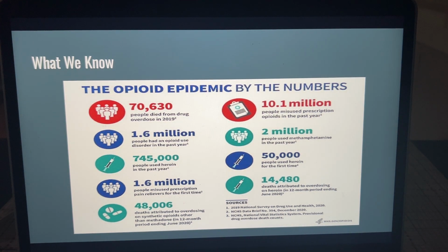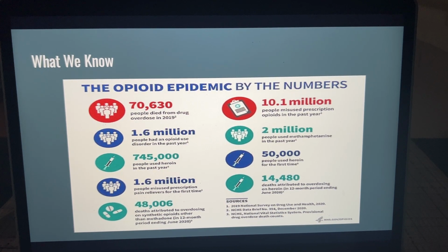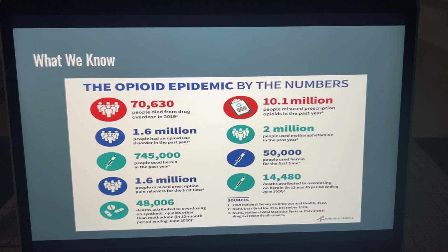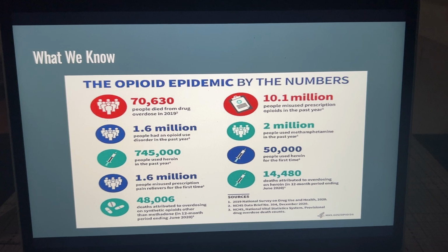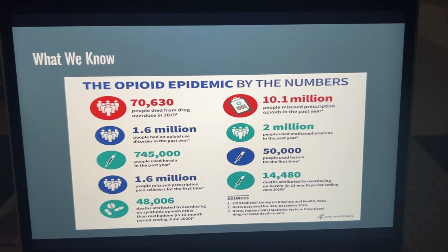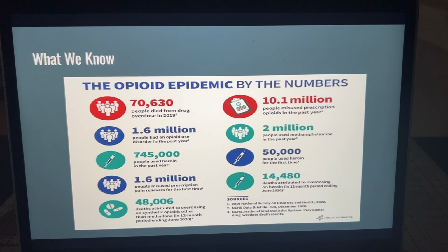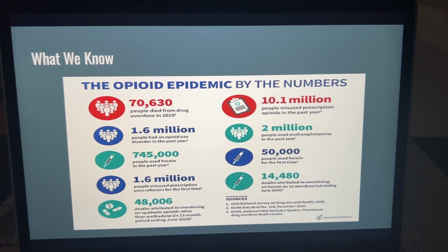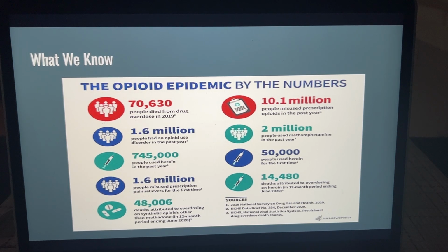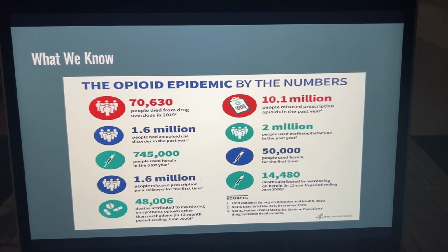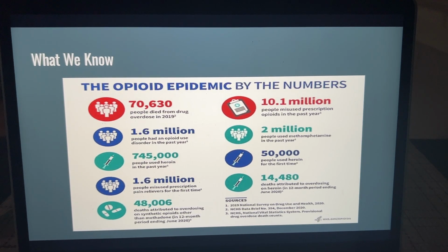So what we know, I attached to my slides just a little rundown with different facts that are really important to put into consideration when it comes to looking at the opioid epidemic as a whole. 70,630 people died from drug overdose in 2019. 1.6 million people had an opioid use disorder in the past year. 745,000 people used heroin in the past year. 1.6 million people misused prescription pain relievers for the first time.